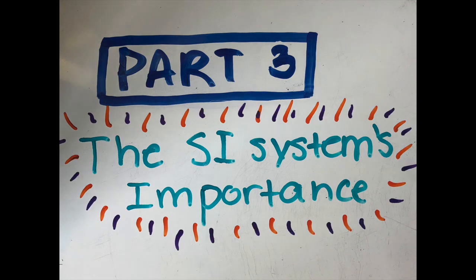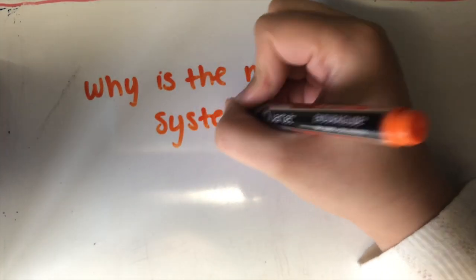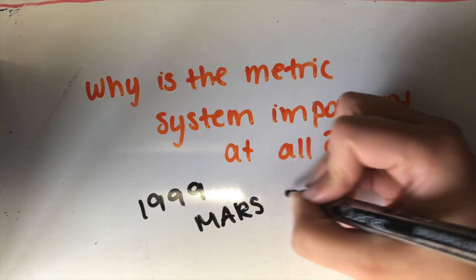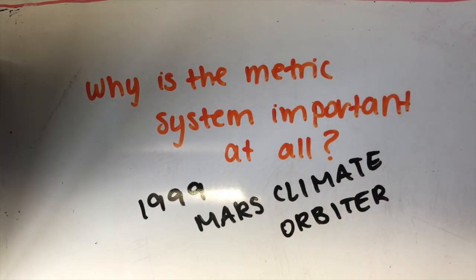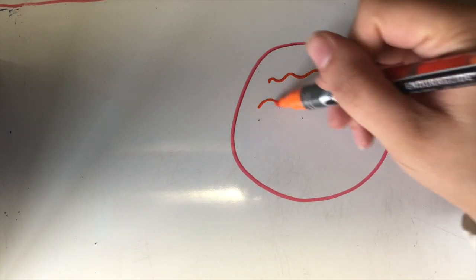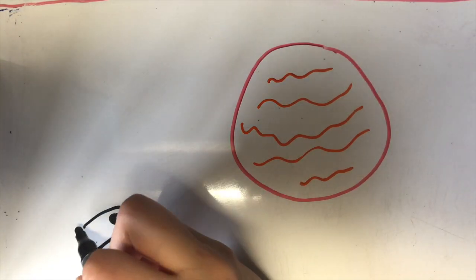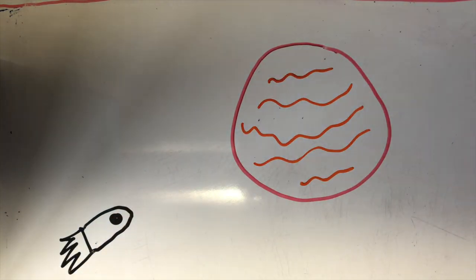Part 3. The SI system's importance. Before getting into the importance of a universal metric system, I'm going to talk to you about NASA's 1999 Mars Climate Orbiter. In the end of the 90s, NASA wanted to explore Mars's atmosphere. So it planned to send a spaceship there in orbit.